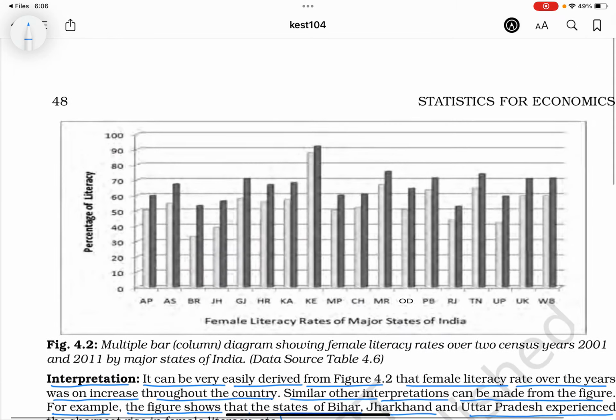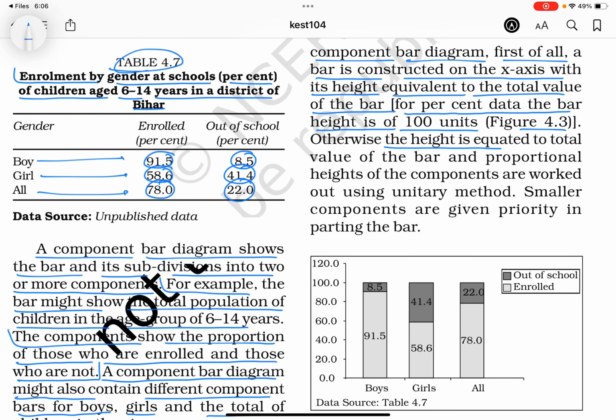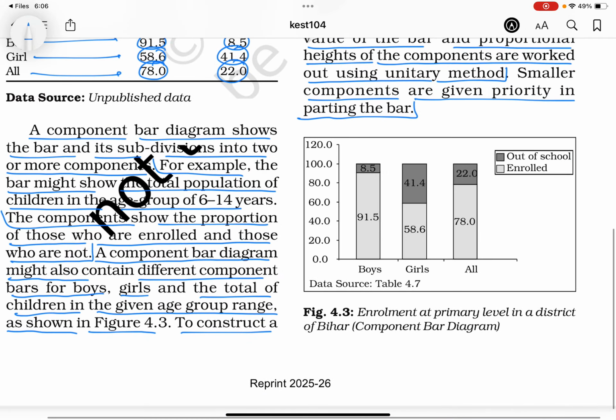To construct a component bar diagram, first of all, a bar is constructed on the x-axis with its height equivalent to the total value of the bar. For percent data, the bar height is of 100 units, figure 4.3. Otherwise, the height is equated to the total value of the bar and proportional heights of the components are worked out using the unitary method. Smaller components are given priority in parting the bar.